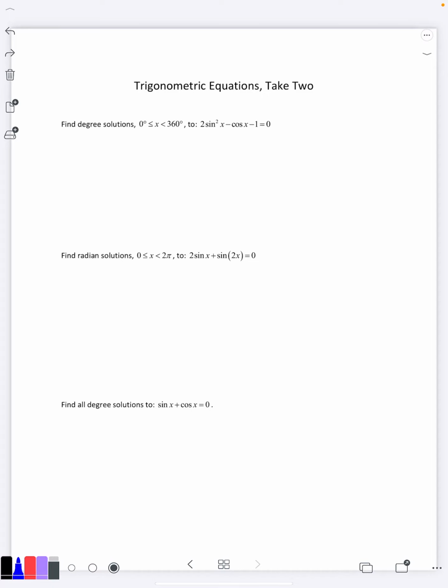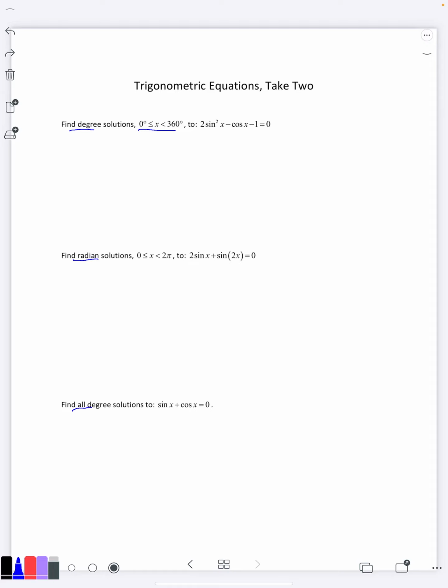In this video, we're going to learn how to handle more complicated trigonometric equations. These are going to be ones where we need to use some sort of trig identity in order to solve it. We will still have situations where they ask for degrees, situations where they ask for radians, situations where they ask for one full circle, and situations where they want all the solutions.